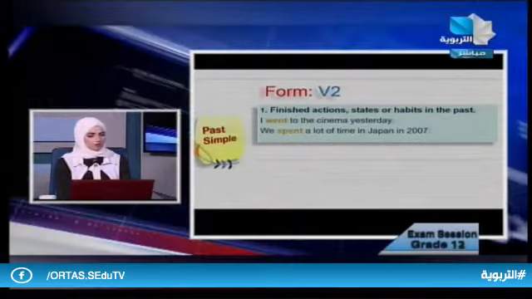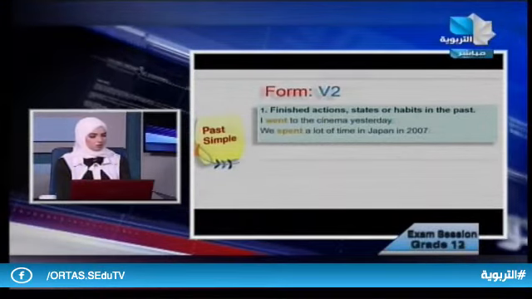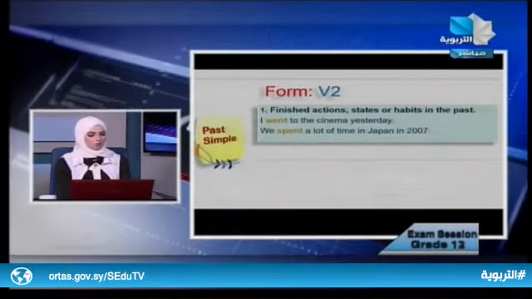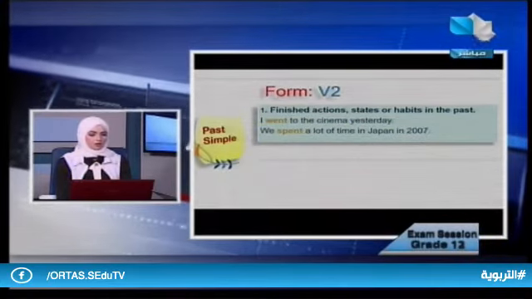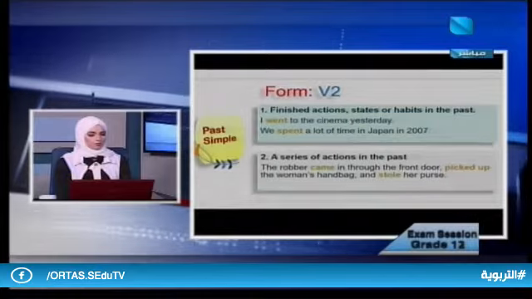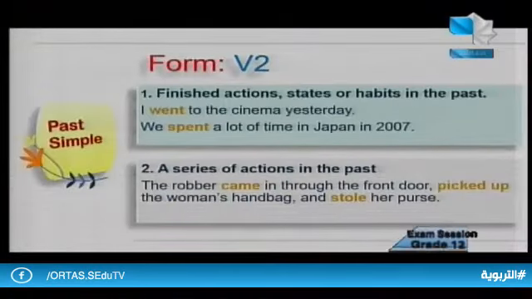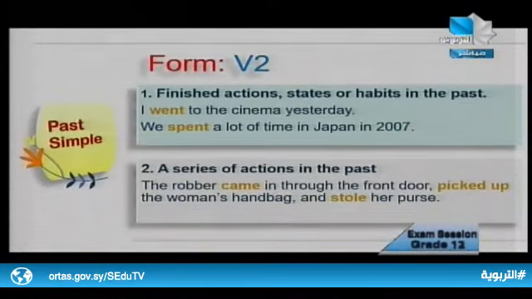For example, I went to the cinema yesterday. Another example, we spent a lot of time in Japan in 2007. Good. We use it also for a series of actions in the past in the order that they happened. We often use some words like next, after that, or a conjunction like and. Series of actions in the past. Yes, as you said.